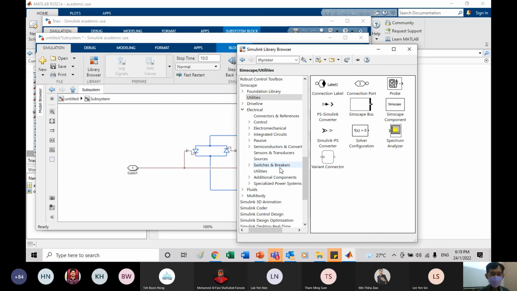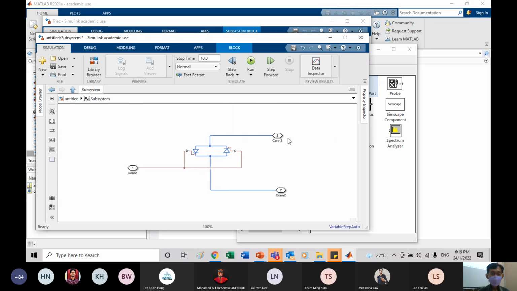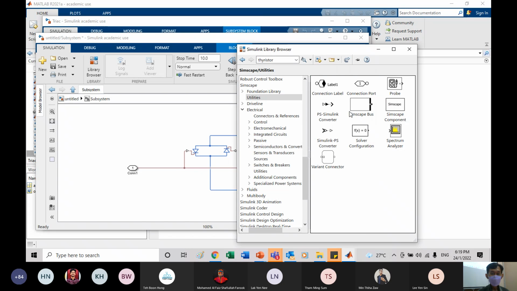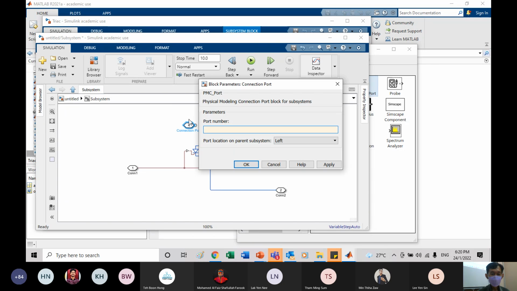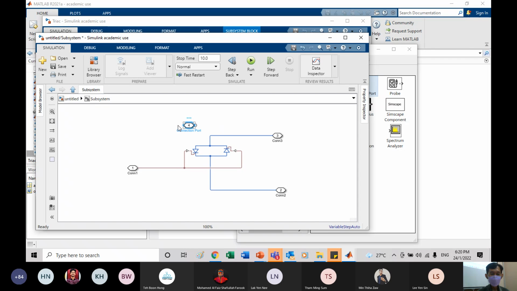Okay, this connector. Wait, somewhere here. Connection port. You can add this connection port if you want. Okay, if you want to do it manually, you just add the connection port. Okay, then you connect them. You can put a port name left and right. You can decide. Okay, so now this is done.